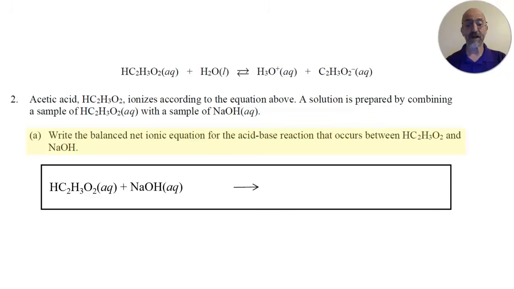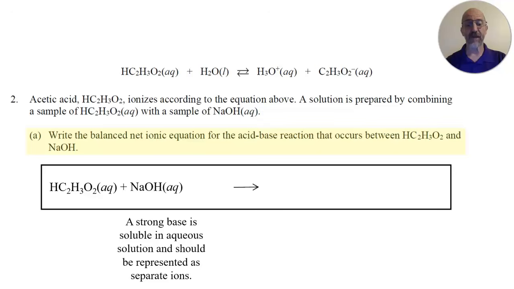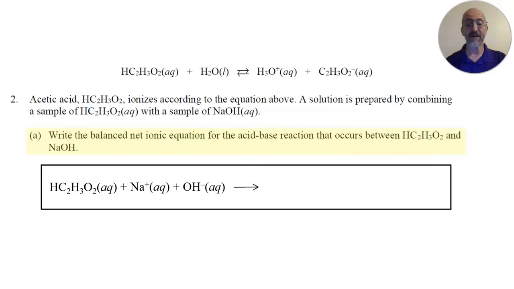What about the sodium hydroxide? Strong base, go ahead and split it up into Na+ and OH-. So a strong base should be represented as separate ions. Now, if you're wondering about the sodium ion, it is possible that that will get crossed off as a spectator ion. Let's go ahead and keep going. On the right side of the equation, we're definitely going to have some water. And the reason why we have some water is because the hydroxide ion reacts with the H+, pulling that H+ off of the molecule of acetic acid to produce water.